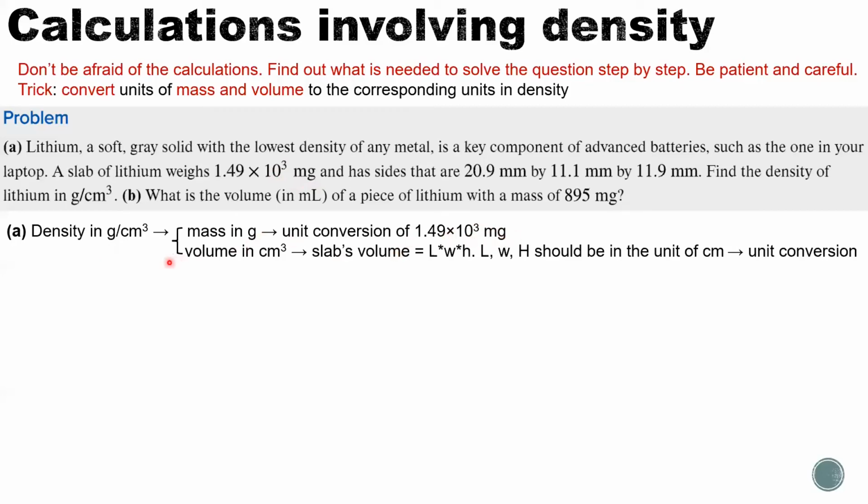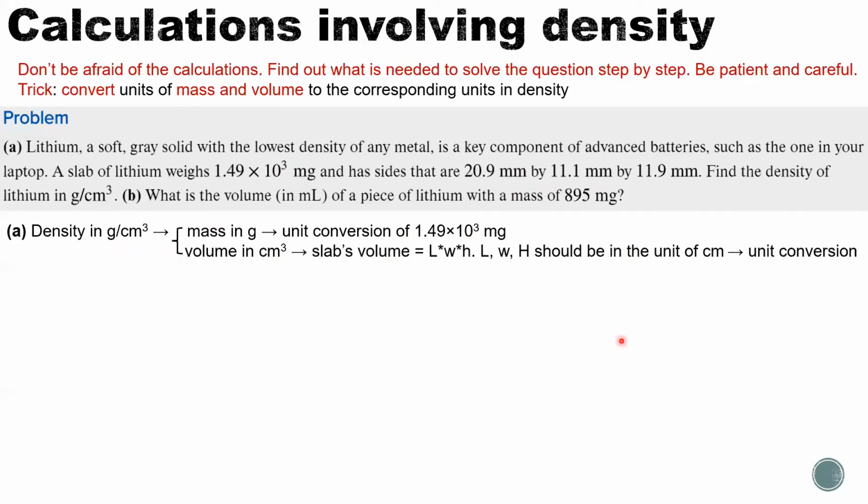And also for the volume, it offers the sides in millimeters. We want cubic centimeters, right? So we can convert all of these millimeters to centimeters. Now we can match the units for mass, volume, and density. All right, now let's solve the problem.